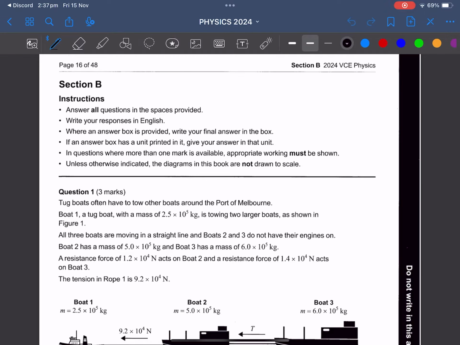Hey guys, so welcome back. Let's try the section B of the Physics 2024 exam. Let's see how we go.